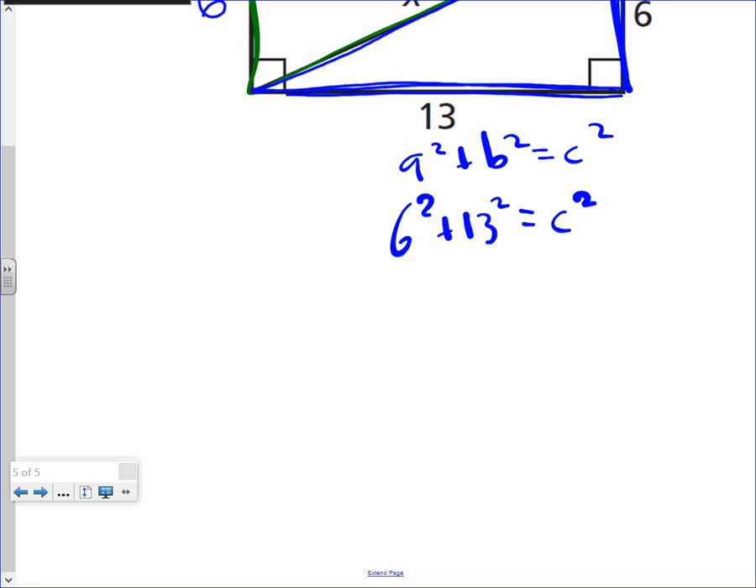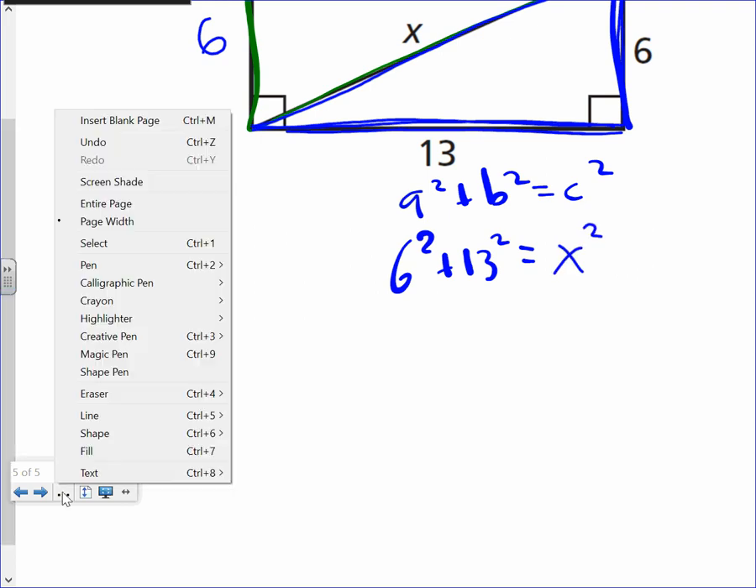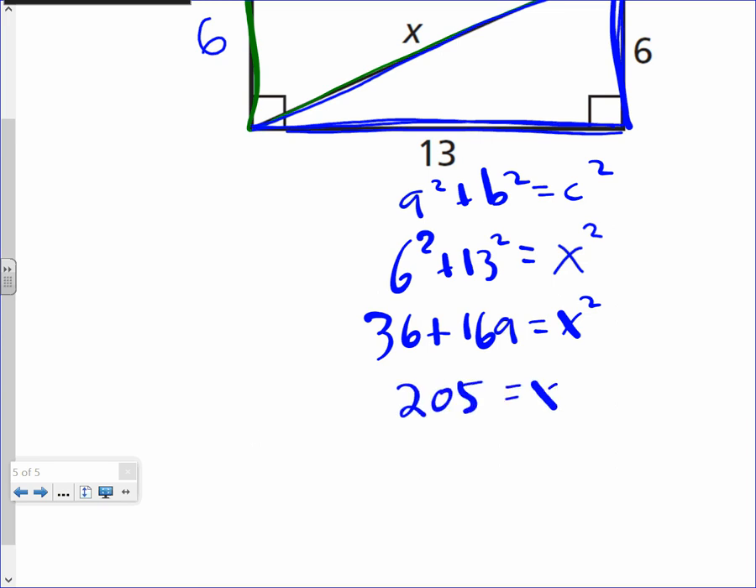Should be x, you're right. Not c, it's x. That's what we're trying to solve for. X squared. Here we go. 6 to the second power is 36. 13 times 13 is 169, equals x squared. I'm going to add 36 and 169. Let's see what I get. 36 plus 169 is 205 equals x squared.